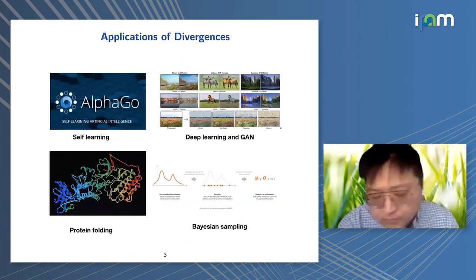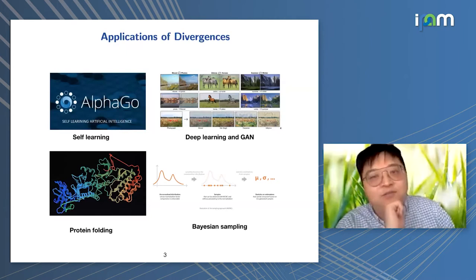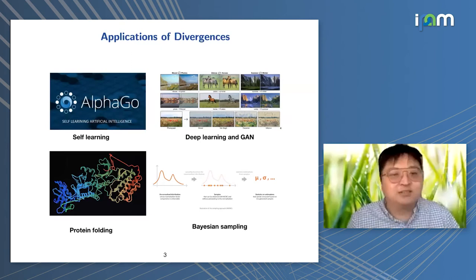Now, why do we consider this divergence function, or all these kinds of distance functions? The application of divergence is very, very huge. Almost every science needs to compare two data sets or two distributions. In recent years, the most advanced techniques come from machine learning and deep learning, and so on and so forth.